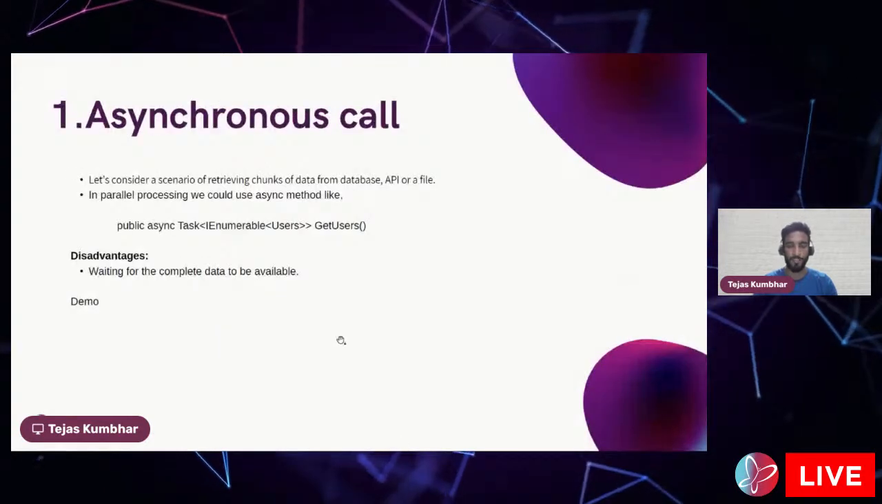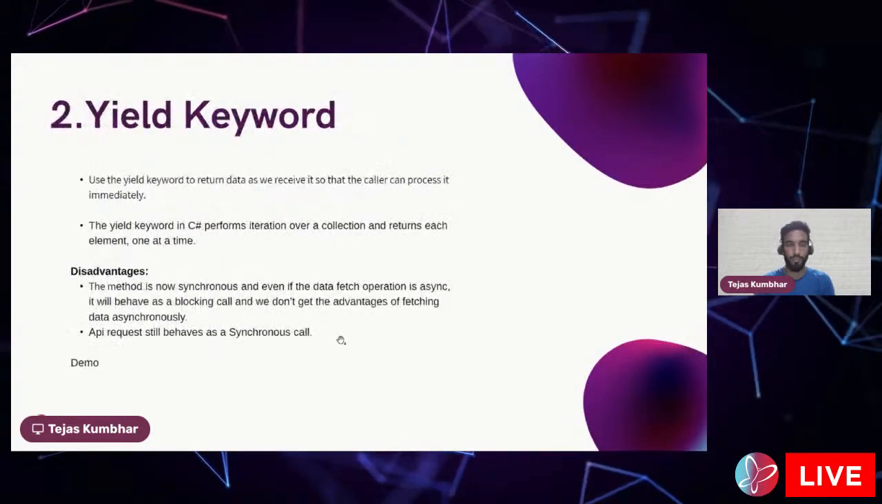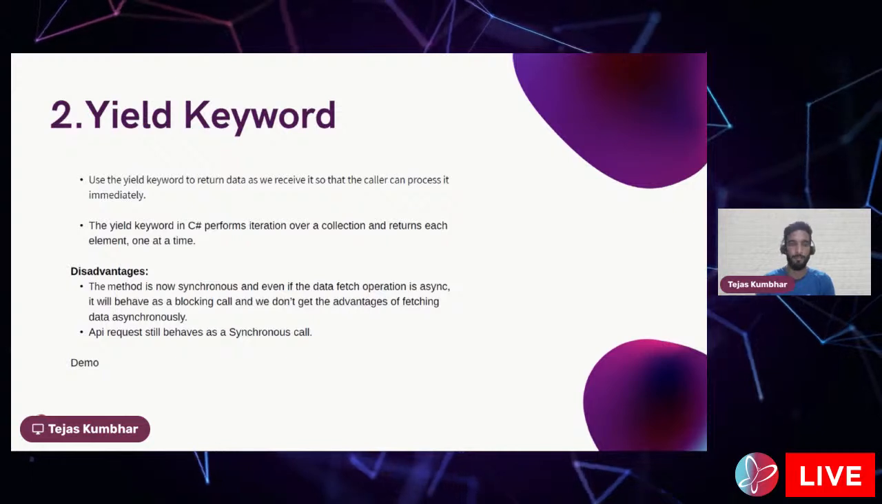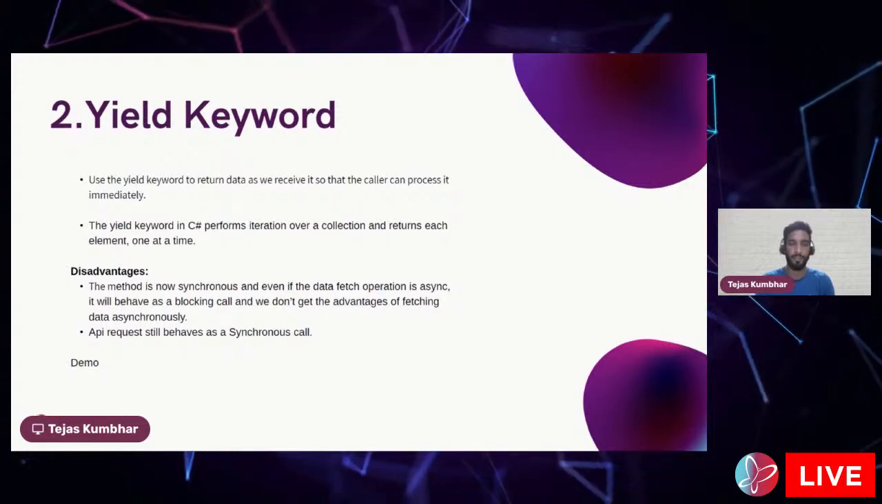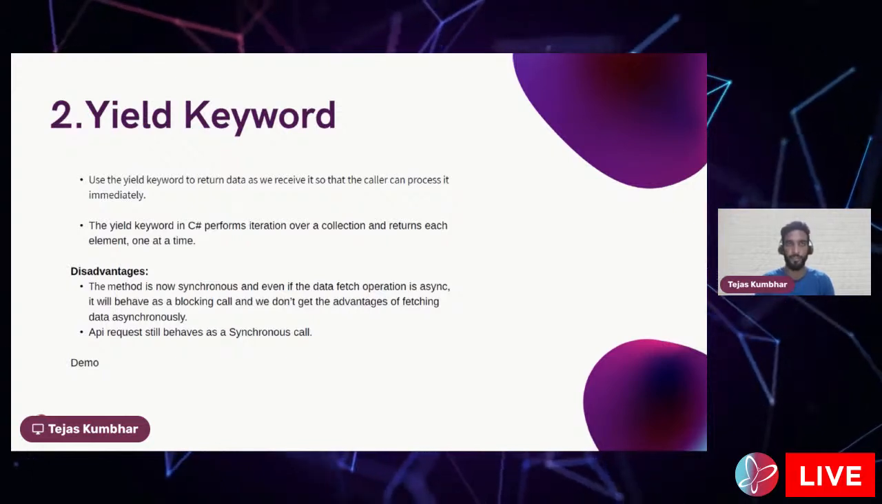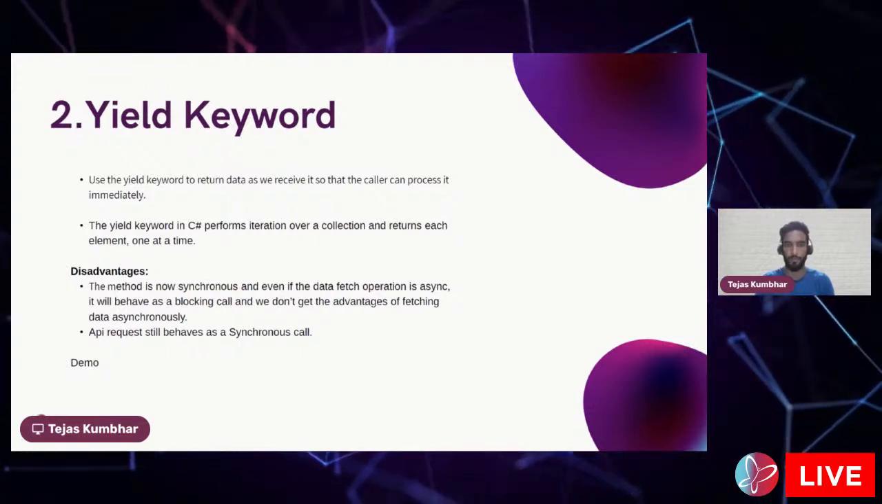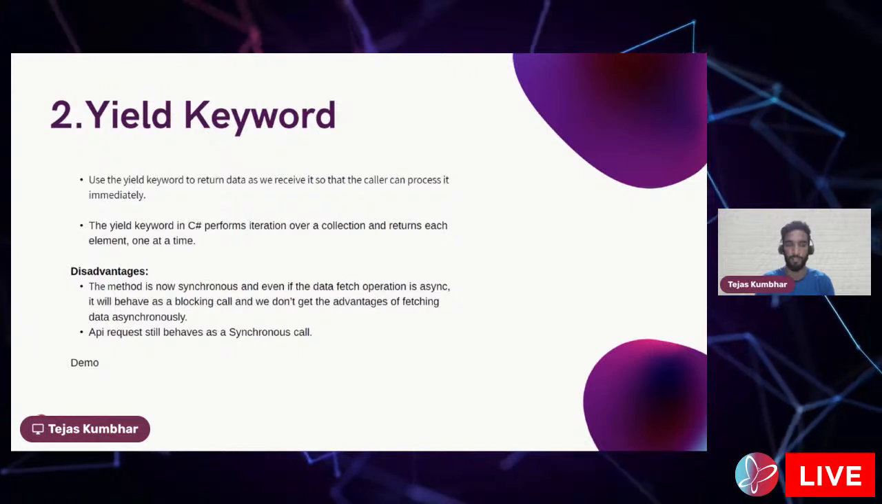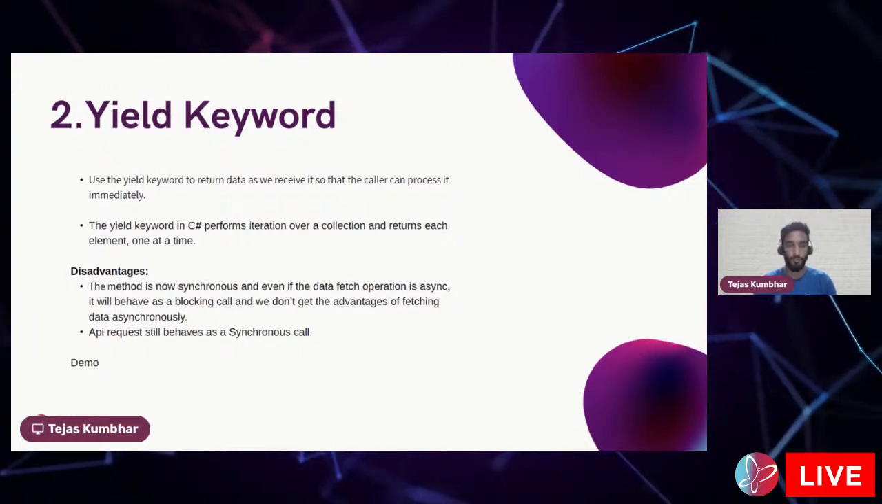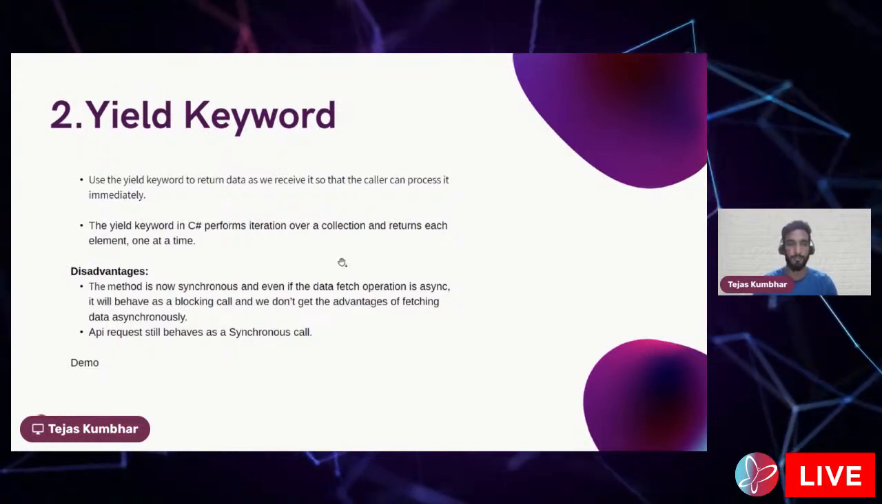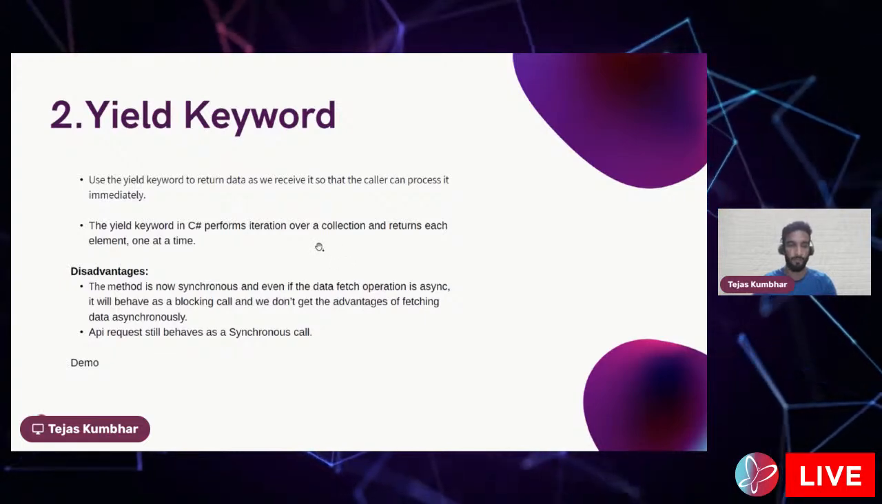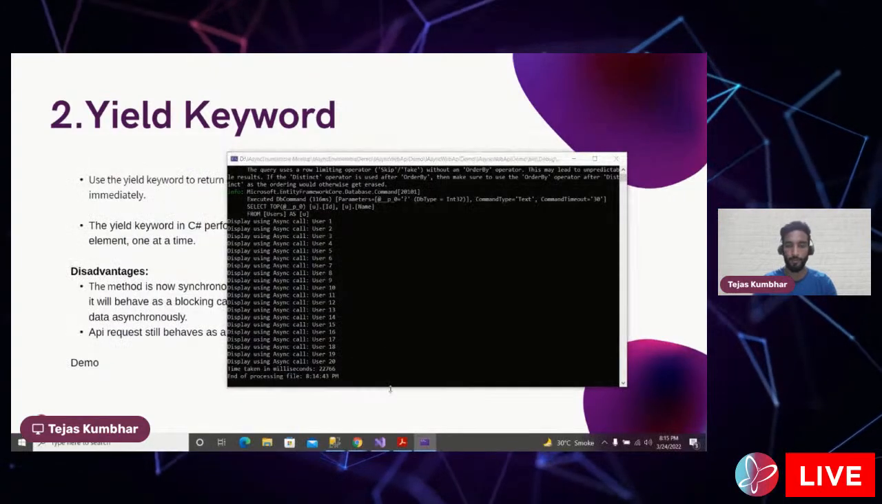So to avoid this, we can go with a second approach, that is the yield keyword. As I mentioned, the yield keyword returns data as soon as it receives it from the backend or from the database and passes it to the front end. But again, it comes with its own disadvantage that we can see with the demo itself.